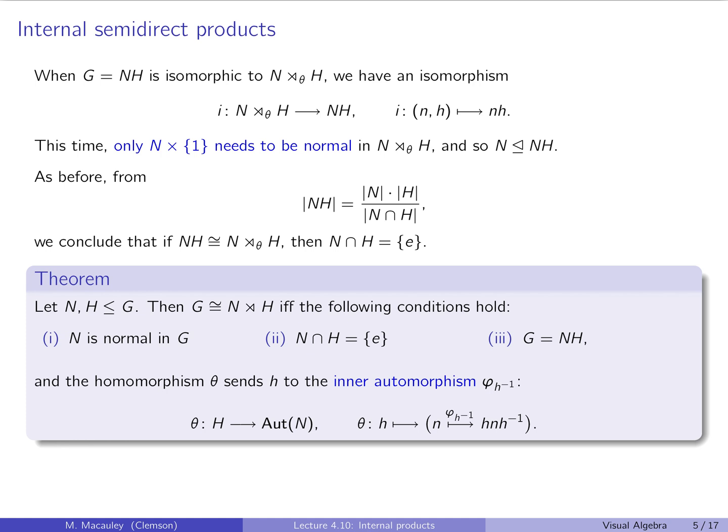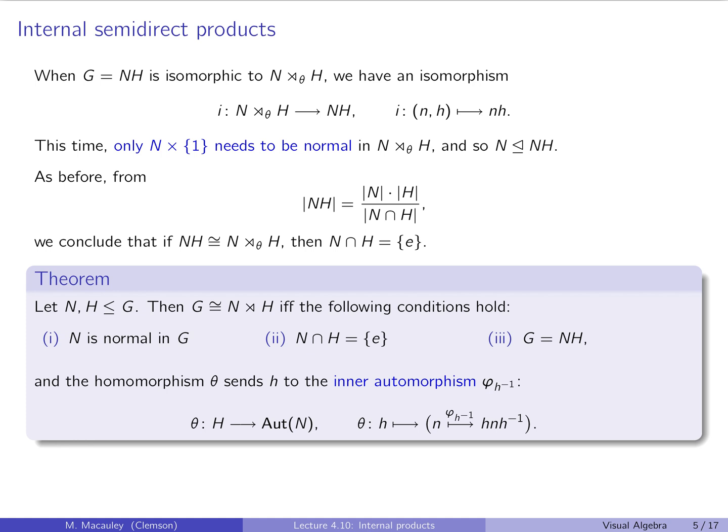When we have a semidirect product, we have a labeling map, theta, from H to the automorphism group of N. And it's natural to ask, what is that labeling map? It sends an element, little h, to an inner automorphism. That is an automorphism that's just conjugation by h.